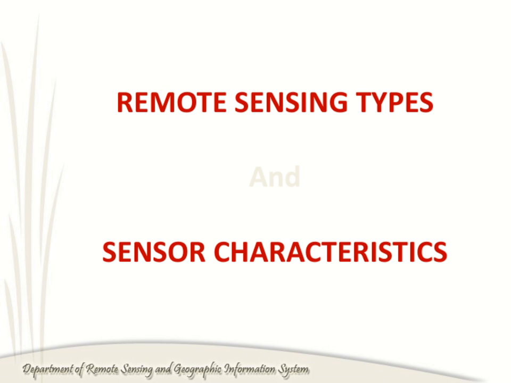On this first slide, you'll see the title Remote Sensing Types and Sensor Characteristics. During this presentation, we'll look at the different types of remote sensing and the key features of various sensors. We'll also discuss how these tools help us gather valuable information about the Earth's surface. I'm excited to take you through this journey, so let's get started.